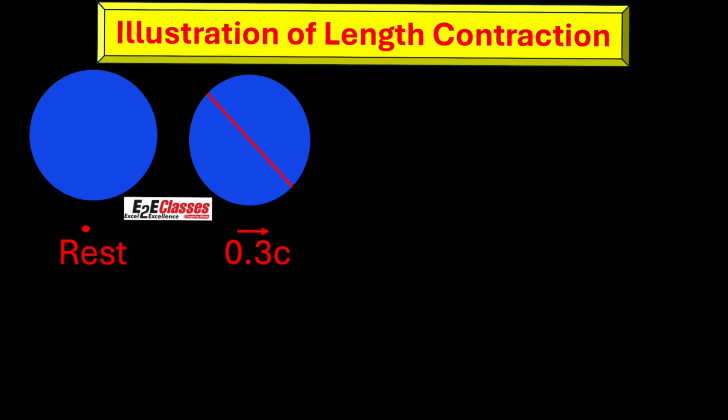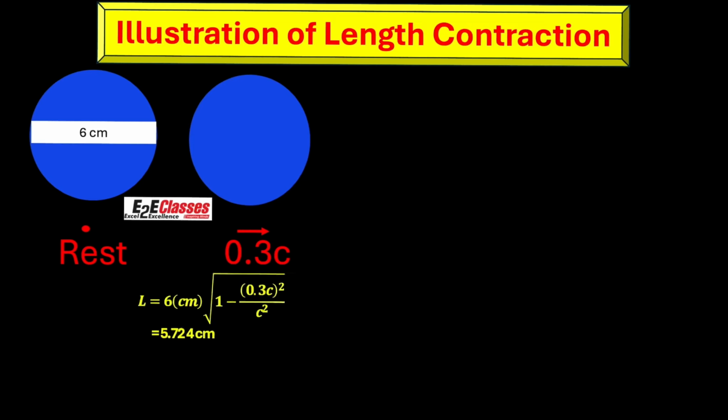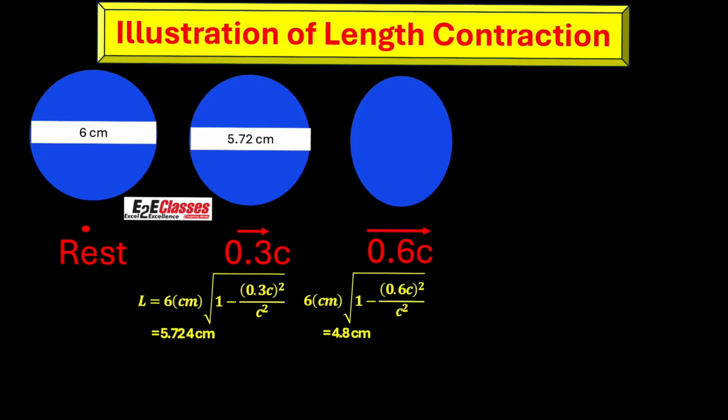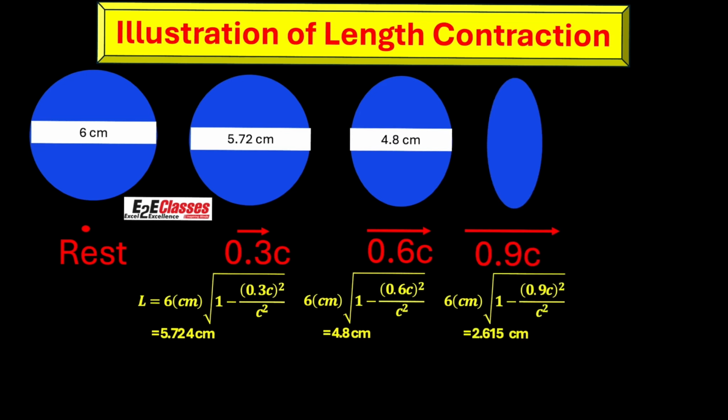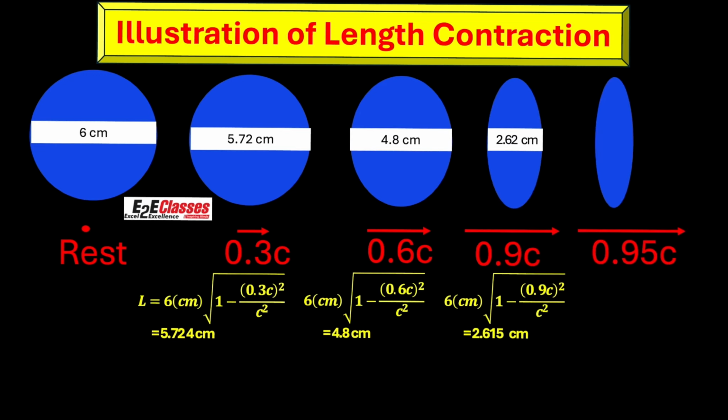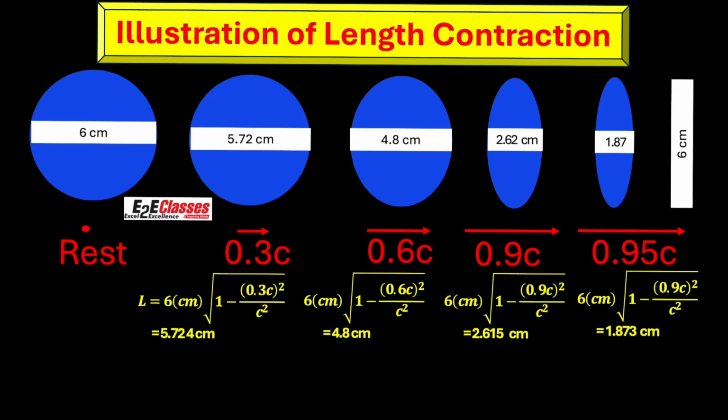Let's say the original diameter of the disk is 6 centimeters. When it moves at a speed of 0.3 times the speed of light, its diameter along the direction of motion contracts to approximately 5.724 centimeters. As the velocity increases, this diameter becomes progressively shorter. At a speed of 0.95 times the speed of light, the diameter along the direction of motion shrinks to 1.87 centimeters, which is just 31% of its original size. Intriguingly, the diameter perpendicular to the motion remains unaffected.